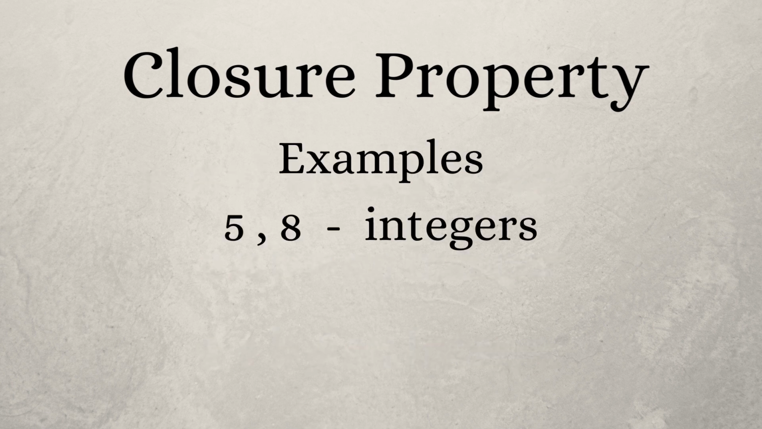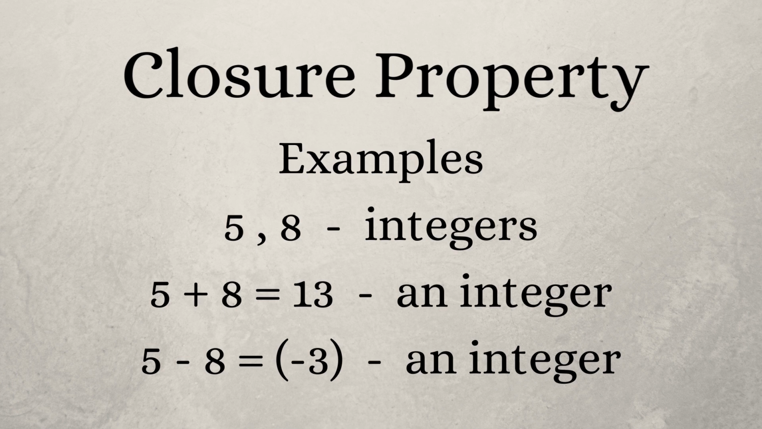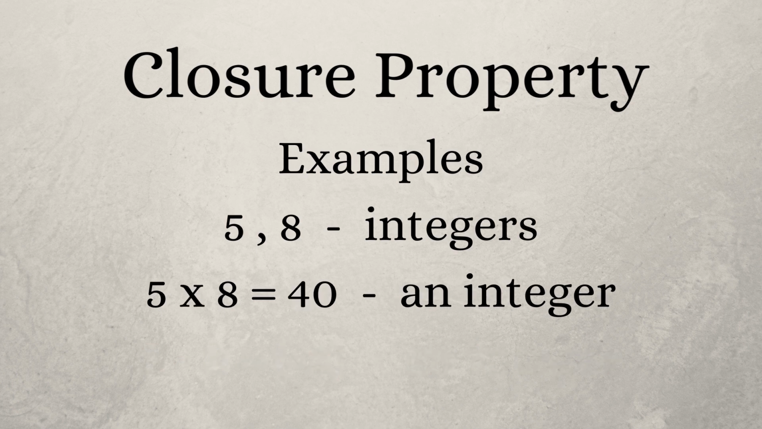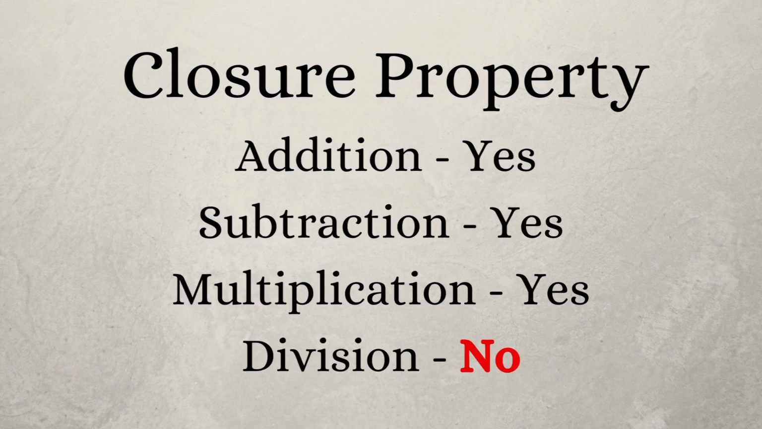5 and 8 are integers. So 5 plus 8, which is 13, is an integer. 5 minus 8, which is minus 3, is an integer. 5 into 8, which is 40, is also an integer. But 5 divided by 8 gives us a decimal, which is 0.625, and it is not an integer. Thus you can conclude that closure property doesn't hold good only for division.